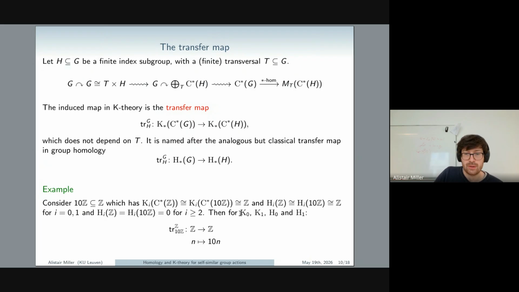So all of the groups that we care about are Z, and it's pretty easy to compute that all of these transfer maps are going to give us the times 10 map. So we have a transfer map for each index here. But yeah, it's pretty easy to see that each of these will be multiplying by 10.